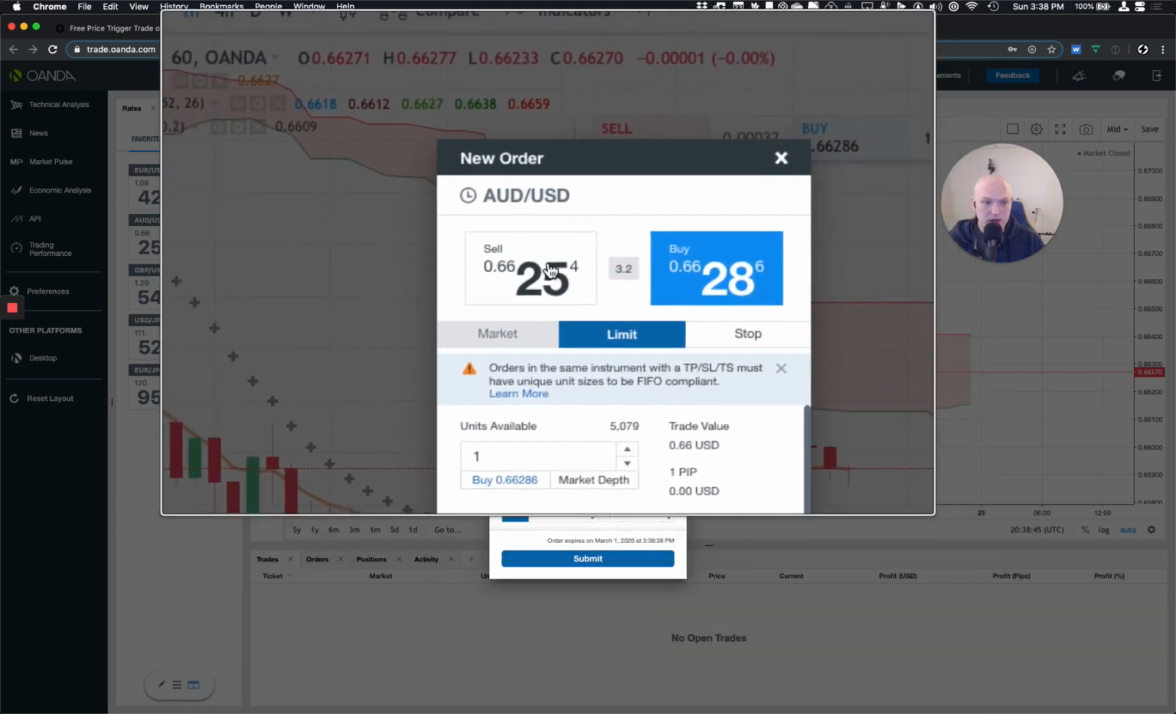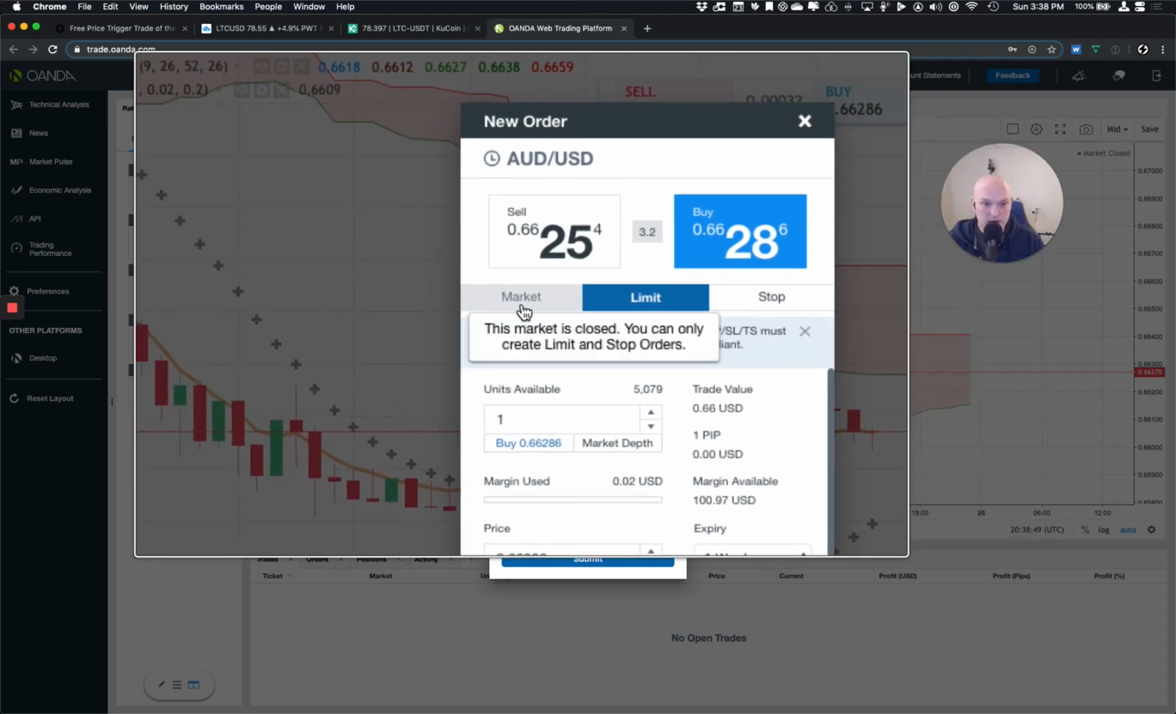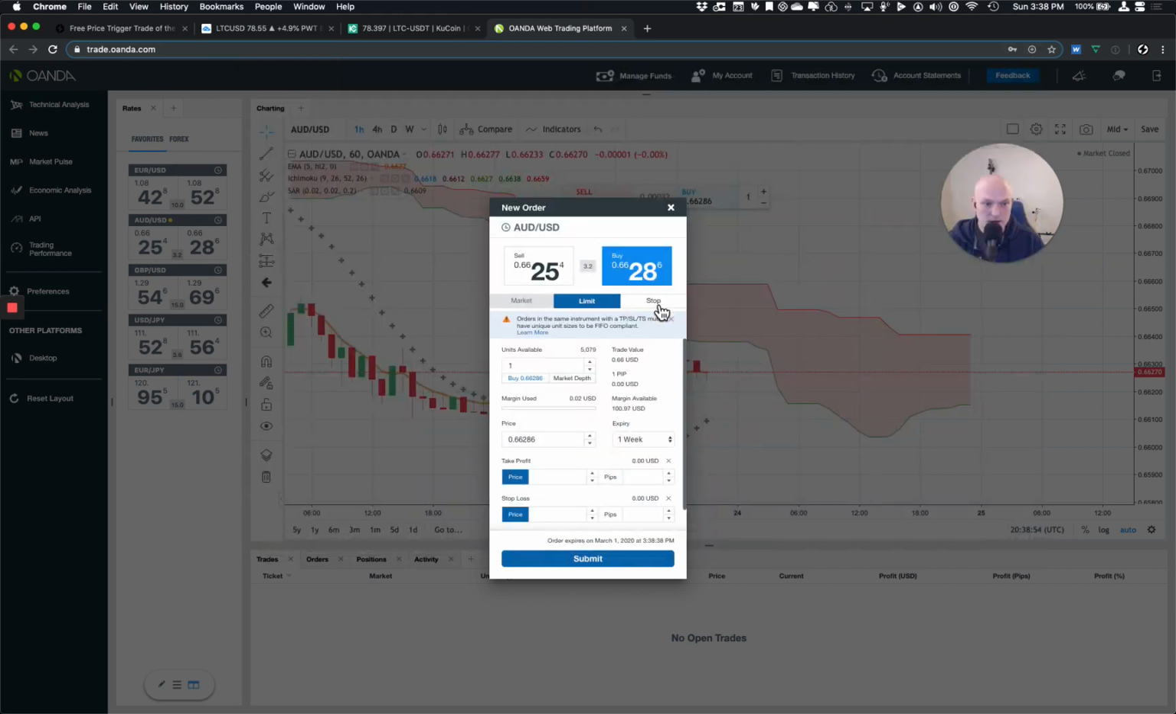And that looks intimidating, but I'm going to show you where everything goes. So first thing we're going to do is we don't want a market order. We don't want a limit order. We want a stop order. So I'm going to click on stop.